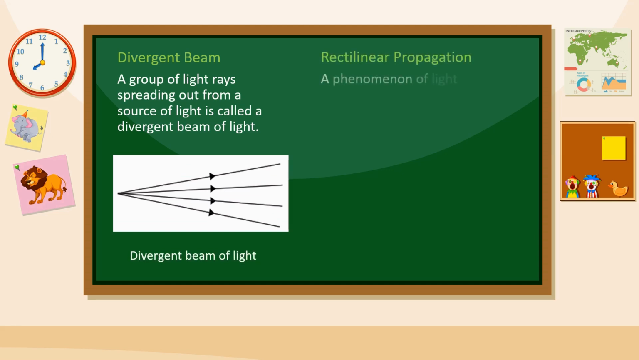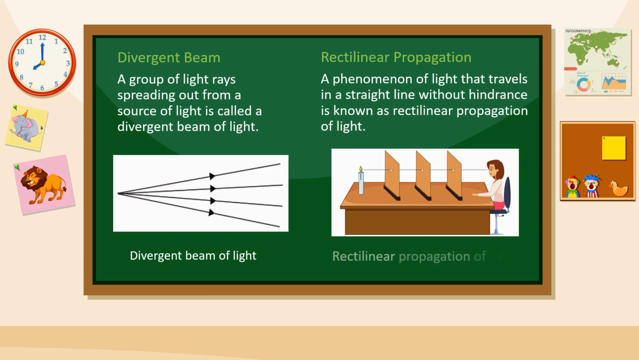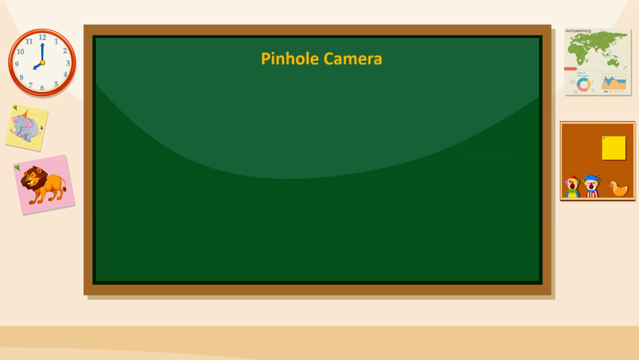Rectilinear propagation. A phenomenon of light that travels in a straight line without hindrance is known as rectilinear propagation of light. Pinhole camera. A pinhole camera always forms a simple, inverted image.